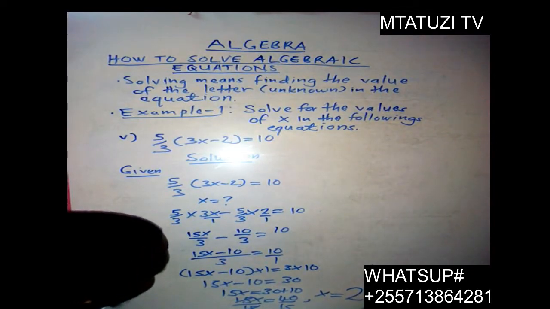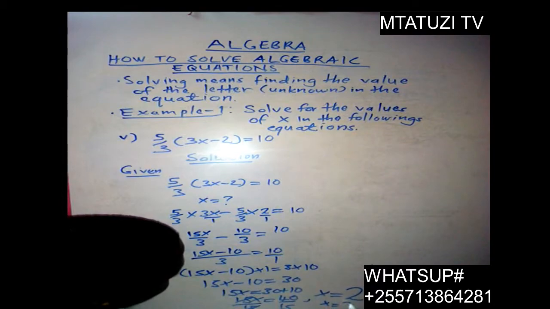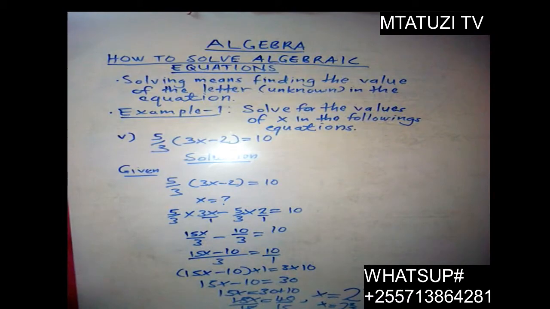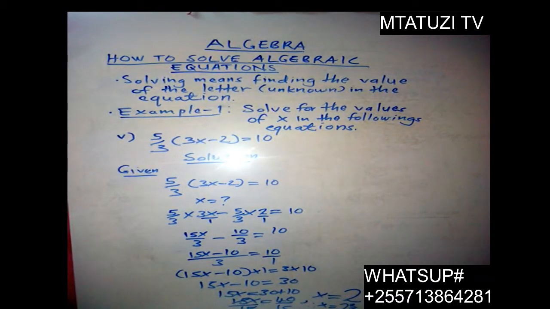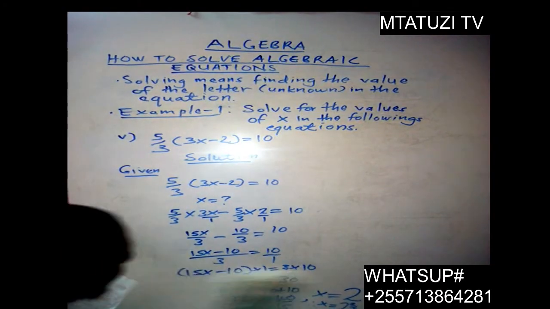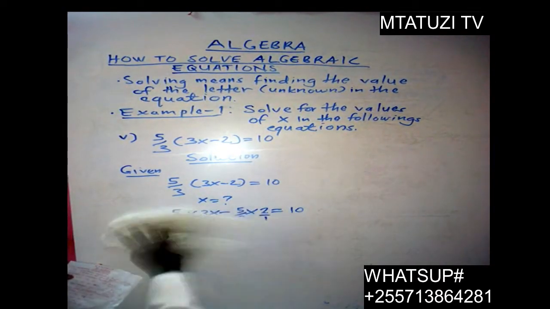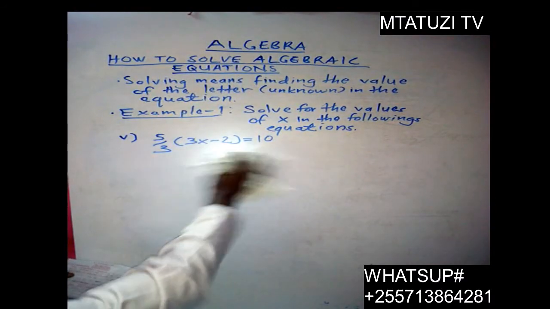So here we simplify by 5, 2 by 5, 3. So therefore the value of x is equal to 2 over 3. That is the value of x. X is equal to 2 over 3. I think you have understood that example. Now let us go to the last example.